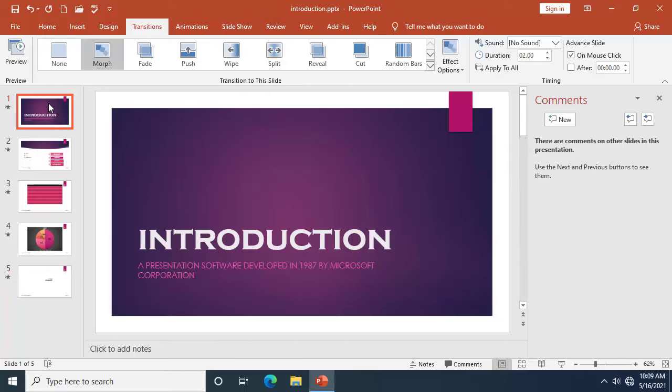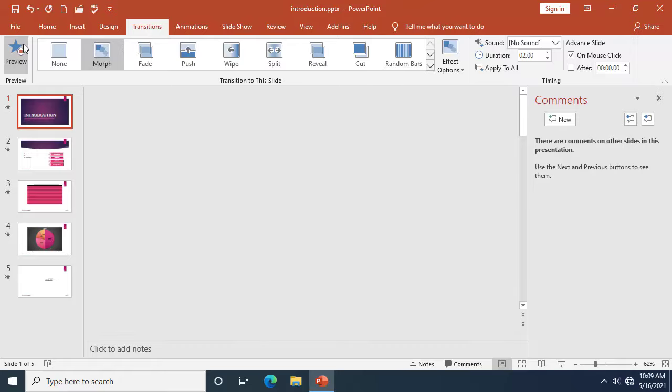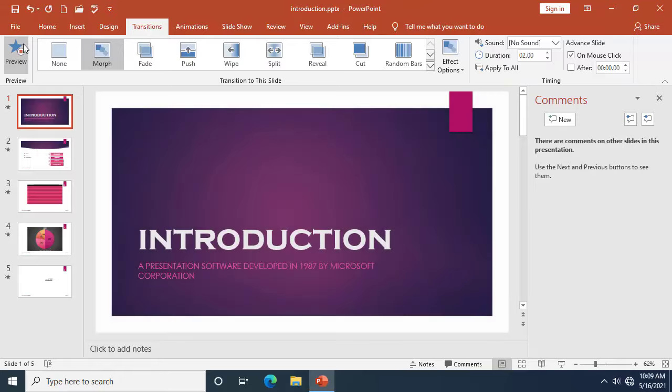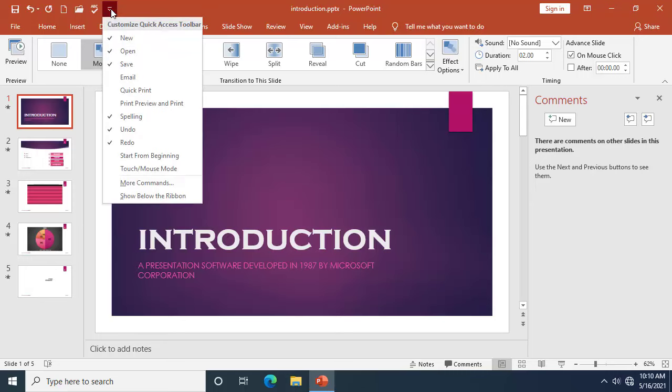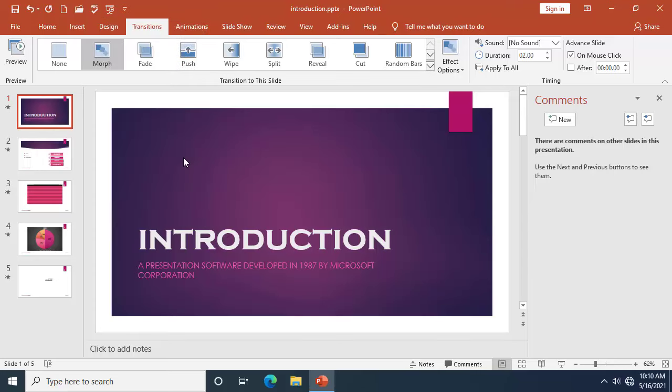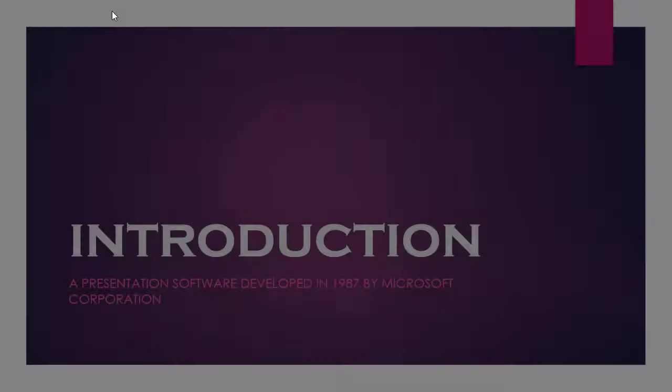If I come to the first slide and then click on preview, this is what I got. But then this is where I need that from the beginning. So let me go to my quick access toolbar and then customize it by clicking on the customize quick access toolbar, then choose start from beginning. And at this time, let me click on this start from beginning.